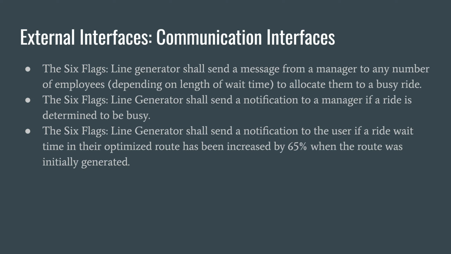So here are the communication interfaces. The Six Flags Line Generator shall send a message from the manager to any number of employees, depending on the length of wait time that they shall choose to allocate them to the busy ride. The Six Flags Line Generator shall also send a notification to a manager if a ride is determined to be busy. The Six Flags Line Generator shall send a notification to a user if a ride time in their optimized route has increased by 65% since the route was initially generated. So it'll just give a heads up if there's an increase in traffic beyond what was expected when they generated their route.